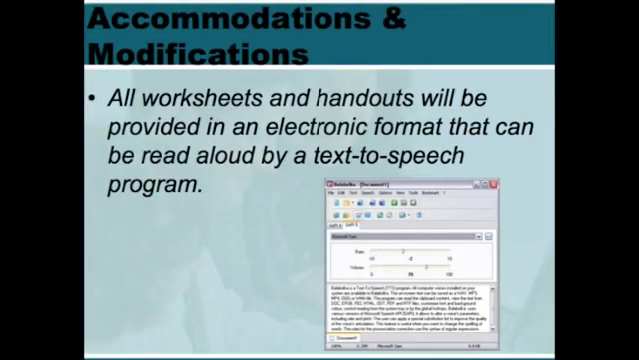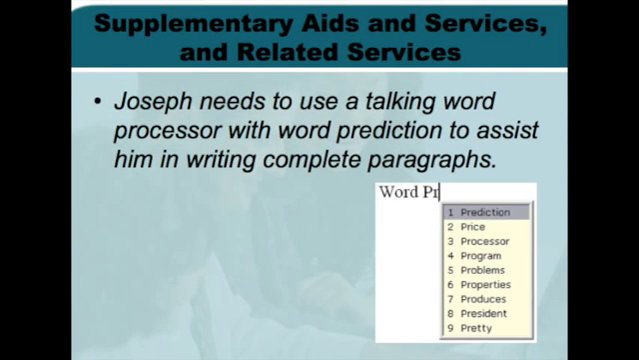You also want to include assistive technology in accommodations and modifications. For example, you might state all worksheets and handouts will be provided in an electronic format that can be read aloud by a text-to-speech program. It is also important to include assistive technology in supplementary aids and services as well as related services. For example, one might say as follows: Joseph needs to use a talking word processor with word prediction to assist him in writing complete paragraphs.